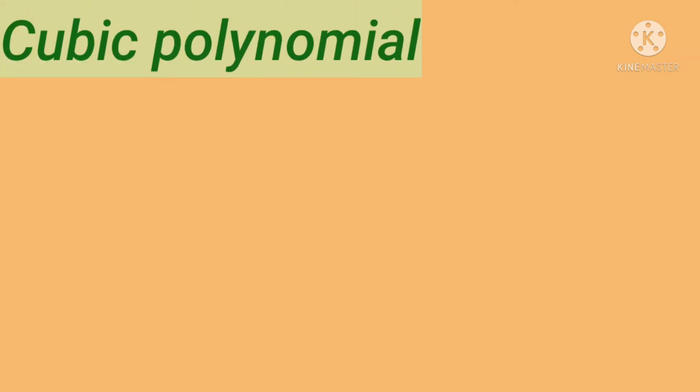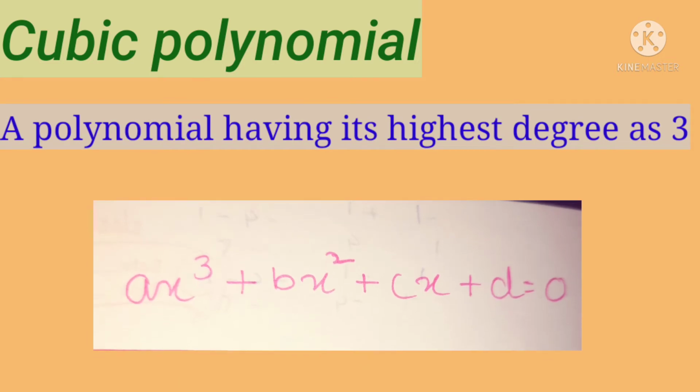What is a cubic polynomial? The simplest general equation is ax cube plus bx square plus cx plus d is equal to 0, in which a, b, c, d are real values, any real values. What are the real values? The real values are a combination of the rational and irrational numbers.